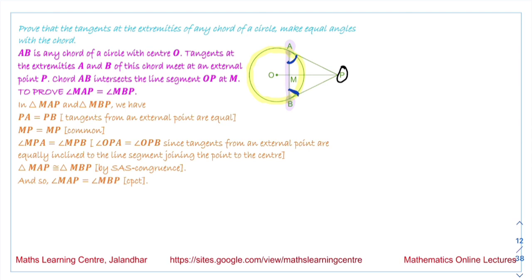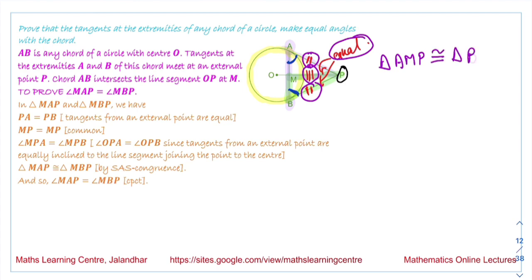Now the lengths PA and PB are equal. These two angles are also equal, and this third side PM is the common side. We are considering the triangle AMP and the triangle BMP. In these two triangles, the angles are equal, these two sides are equal, and this is the common side over here. So we get that the triangle AMP is congruent to the triangle BMP.